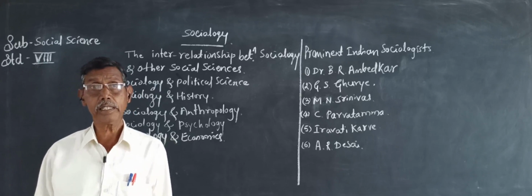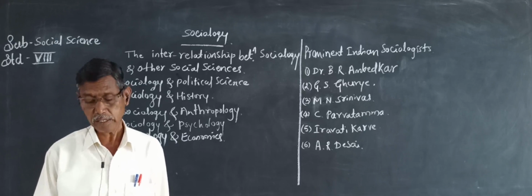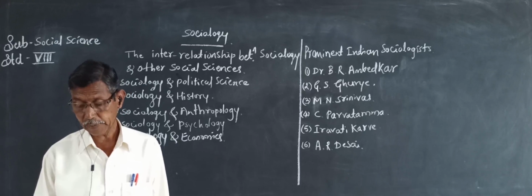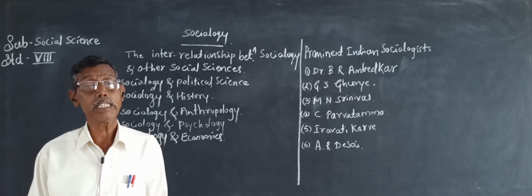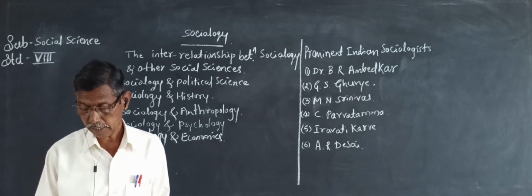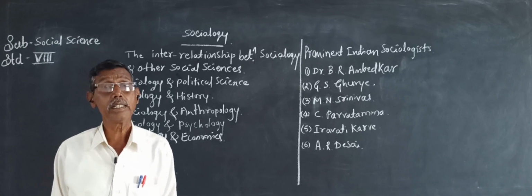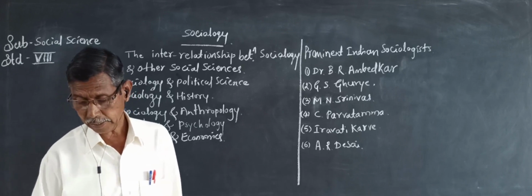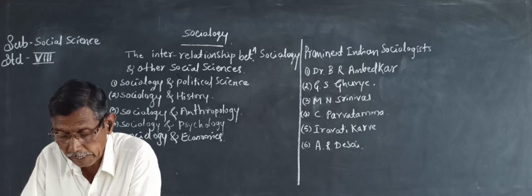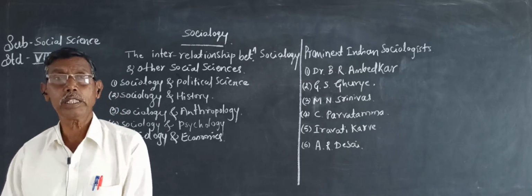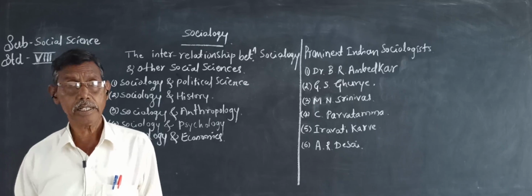He earned BA, MA, and PhD degrees, and he received his PhD from Columbia University. He also started magazines, including one called Mooknayak. His important literary works include Annihilation of Caste.